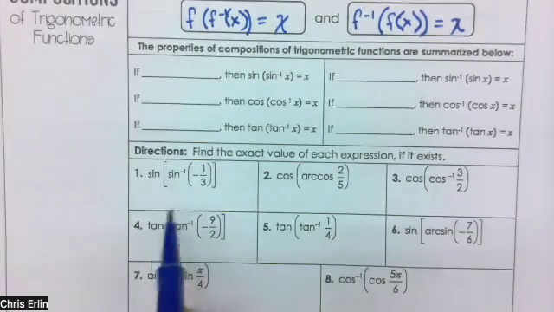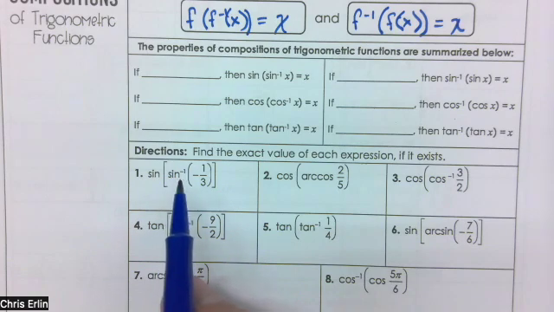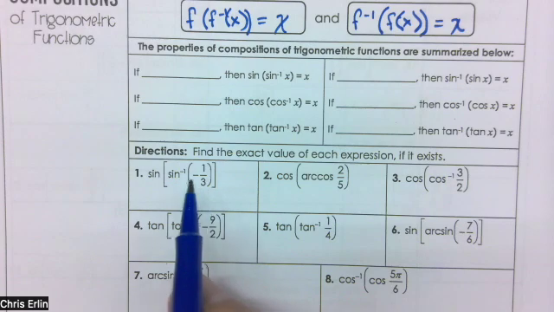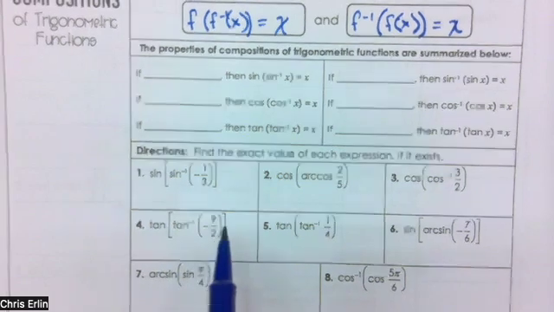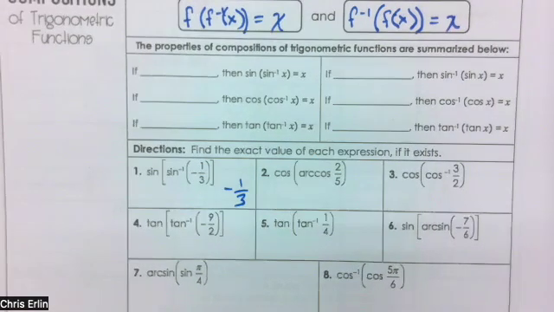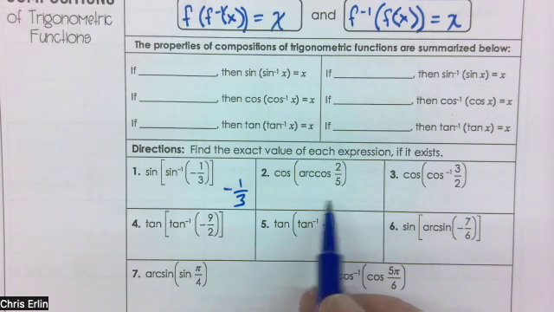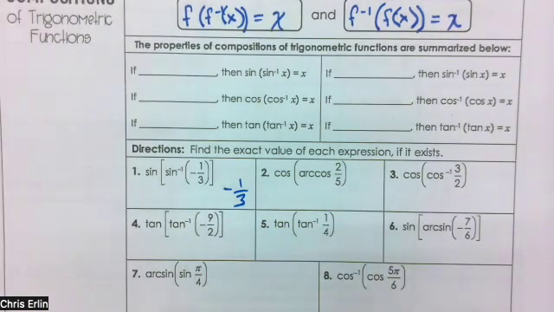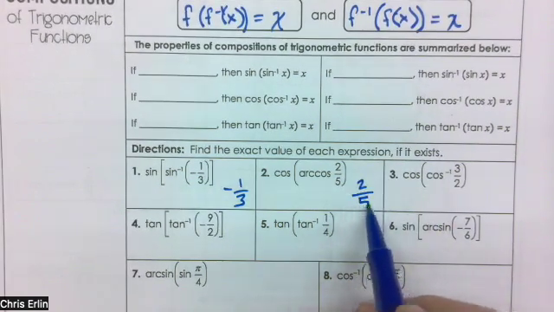And so jump down here to number 1 for a second. If we're taking the ArcSine, inverse sine, of negative 1/3, and then we're taking the sine of that, what do you think we get? Negative 1/3. If we're taking the cosine of the ArcCosine of 2/5, what do you think we get? 2/5. Seems pretty easy so far, right?